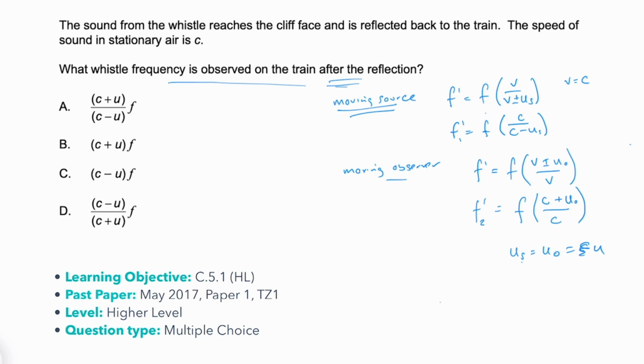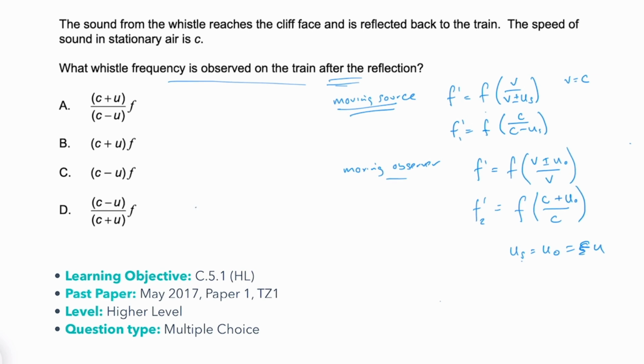Now, what we want to do is find out the resultant frequency from the moving source and then the reflection and the moving back. So we need to multiply f1 dash times f2 dash. That means we're going to do this: f, c over c minus u, times c plus u over c. These cancel. We're left with f c plus u over c minus u, and the answer therefore is A.